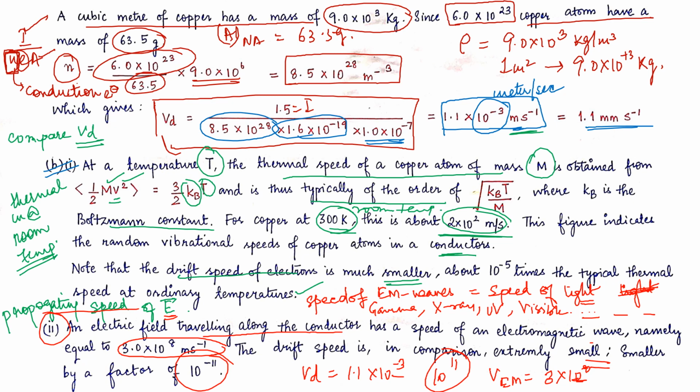Hope you people got it. You understood it. Just go through the concept of drift velocity. It is easy. The only thing is you need to understand and remember a few constant values like Avogadro number, the charge on an electron, speed of EM waves, speed of light, and the formula like 3 upon 2 kBT, which we have learnt earlier in our 11th standard.